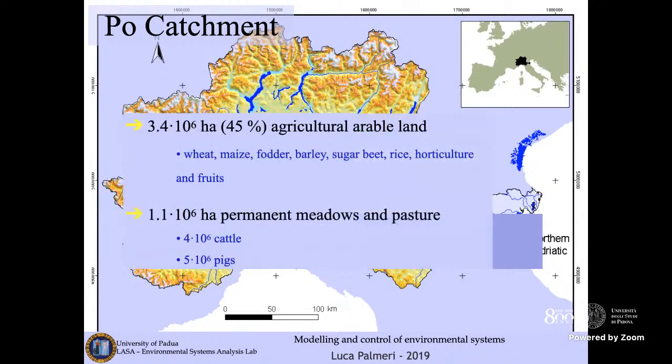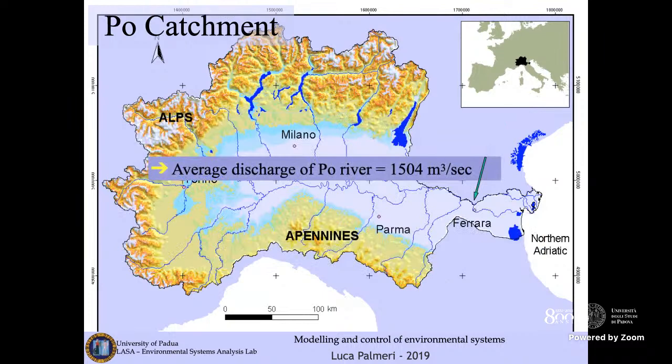area. The agricultural activity produces impact on 3.4 million hectares. This is 45% of agricultural arable land. And here we grow wheat, maize, fodder, barley, sugar, and so on, all this staple food. And we grow also more than 1 million hectares are employed as permanent meadows and pastures for cattle and pigs. So this is a very important economical and agricultural area.